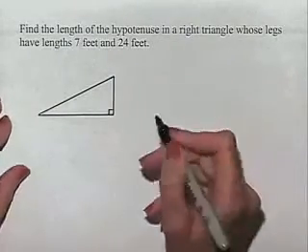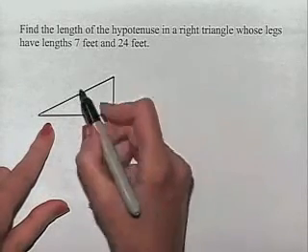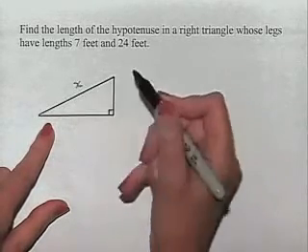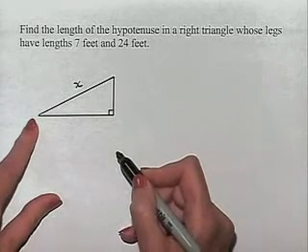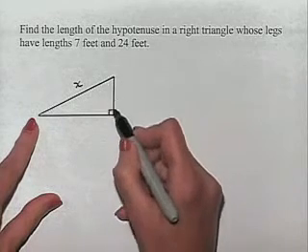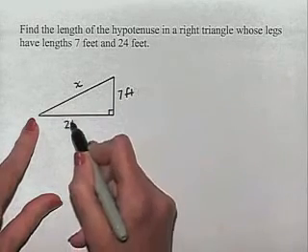So I'll label my right angle. Now, the hypotenuse in a right triangle is the side that's opposite the right angle. So we're going to have our value for x as labeled. We have legs who have lengths 7 feet and 24 feet. We'll take the shorter one and label it with 7 feet, and the longer one and label it with 24 feet.